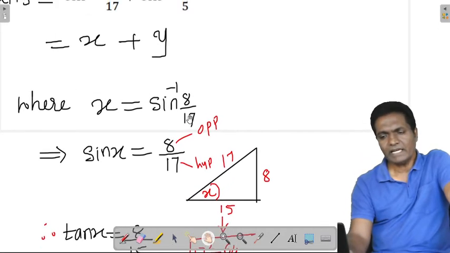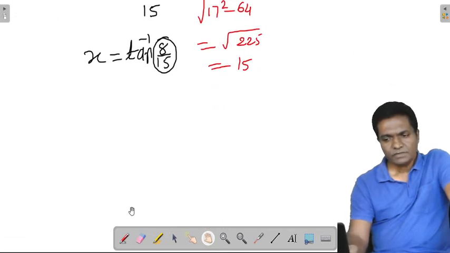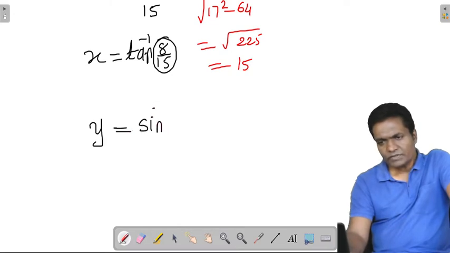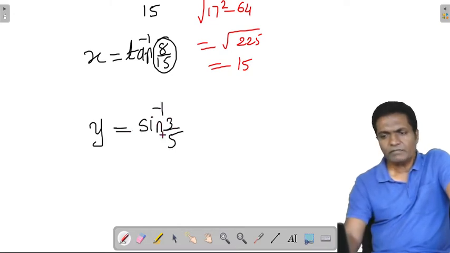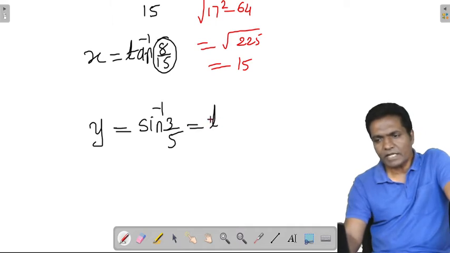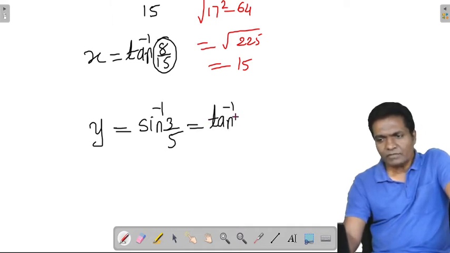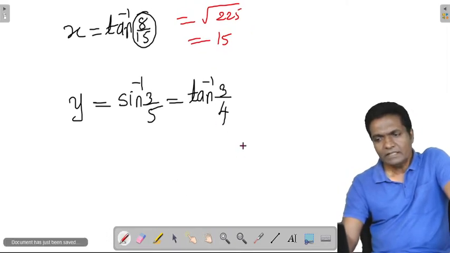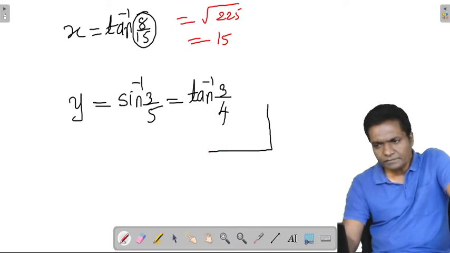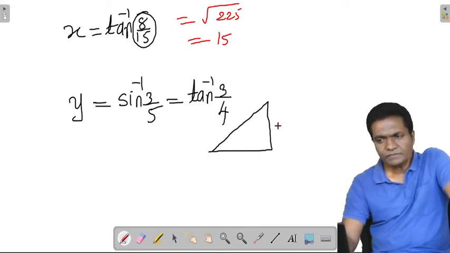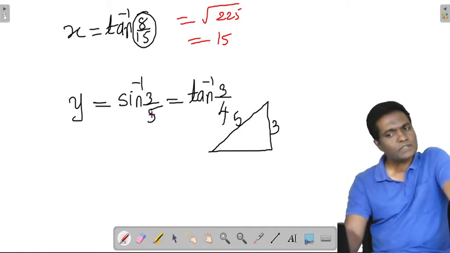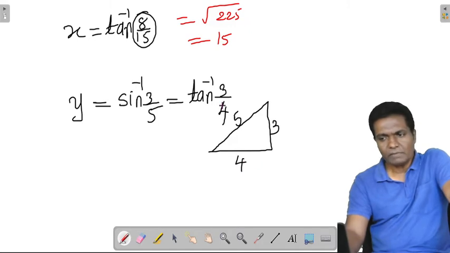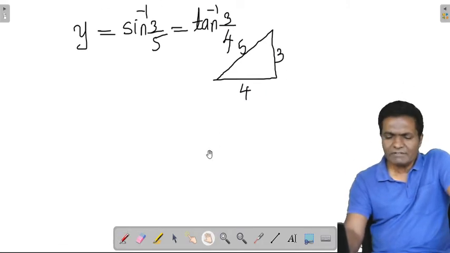What is y? It is sine inverse of 3 by 5. What will it be in tan inverse? It directly becomes tan inverse of 3 by 4. Why? As I said before, in this right angle triangle this side is 3, this is 5, and sin is opposite by hypotenuse, so this side is 4. So it is 3 by 4. Very easily you can do it.